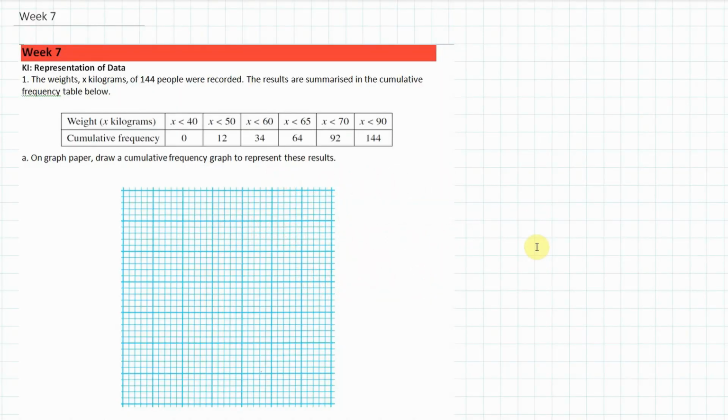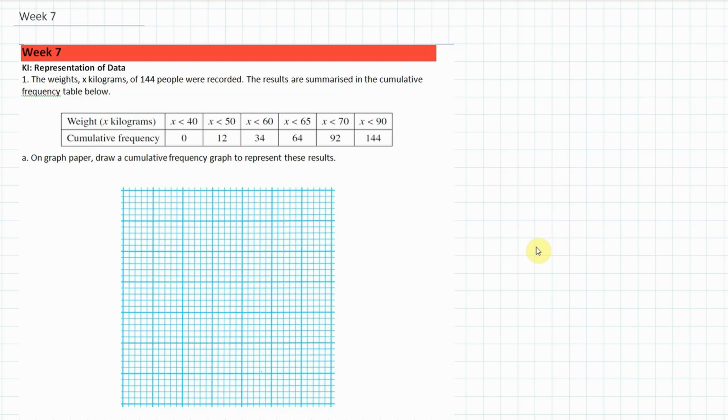Here we go. We've got two questions, both past exam questions, one from the representation of data section of the course and one from probability. So this first one, we've been given some weights in X kilograms of 144 people recorded, and we're popping them in this cumulative frequency table below, and we've got to plot it.